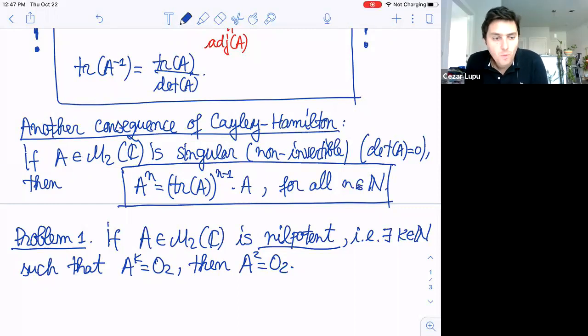All right. I want you to think of this problem a bit. And we will prove next week something more general. If I have an n by n matrix which is nilpotent, then A to the power of the size of the matrix will be 0. Anyway, try to prove this. Think of this problem.